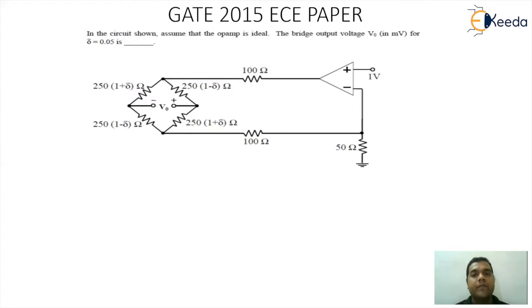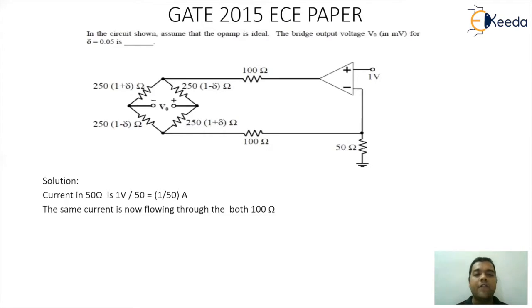Now, as I've said, since the V plus pin is kept at 1 volt, the V minus pin is also at 1 volt. So the current flowing in the 50 ohm resistance will be 1 volt by 50 ohm, which is 1 by 50 ampere. The same current will now flow through the 100 ohm resistances. The current comes from the top section, the first 100 ohm resistor. It will split into 2 parts, and the 2 parts will have equal current because the resultant currents of the 2 parallel paths will be the same.